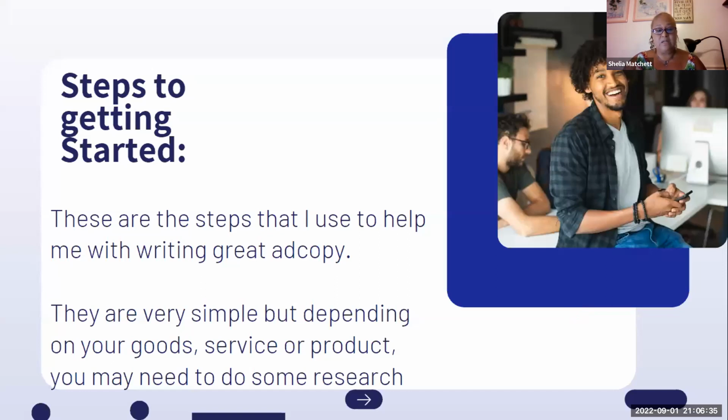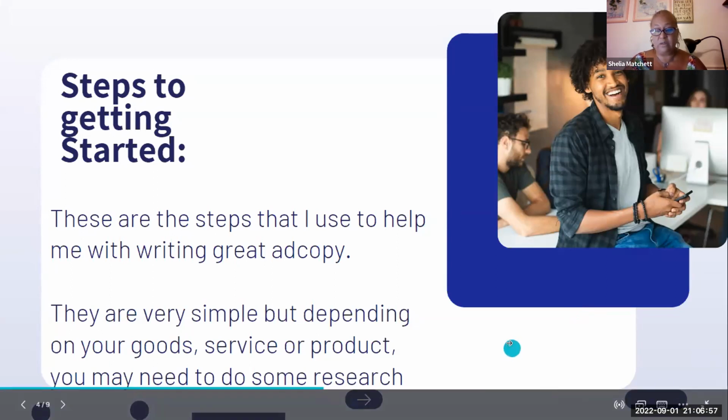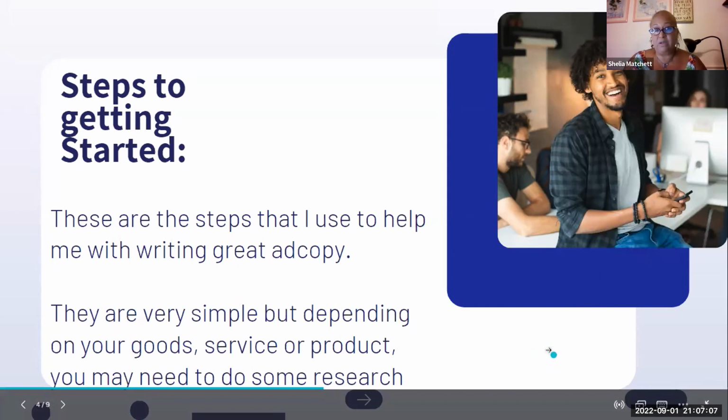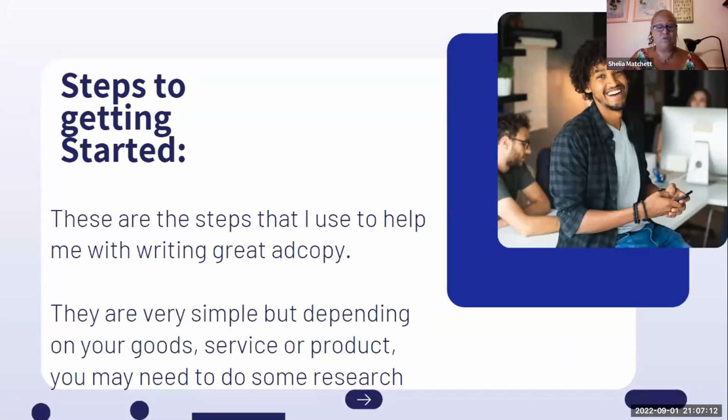All right, so steps to getting started. There are just steps that I use to help me write great ad copy. They're very simple, but depending on your goals, or your goods, services and products, you may need to do some research. Research is the key if you have not used the products or don't have firsthand experience with them. Find out who has used the product or service you're writing about. Don't just take the website's opinion, try them yourself.